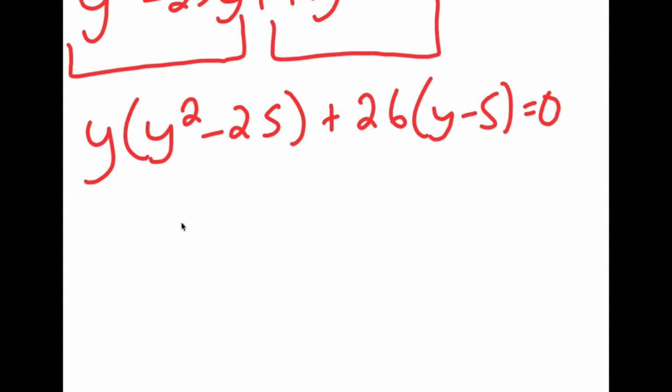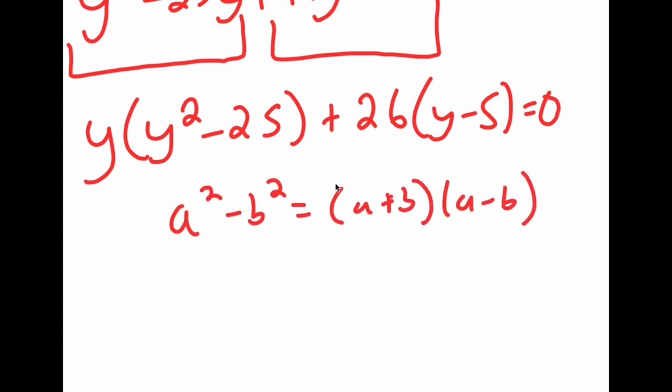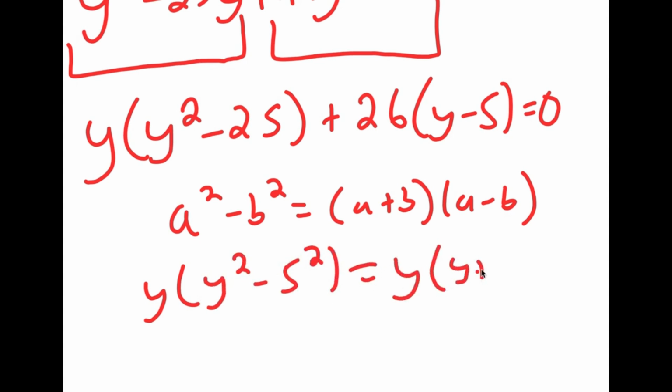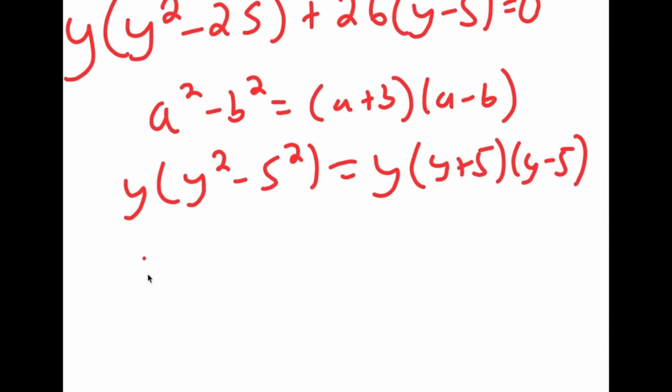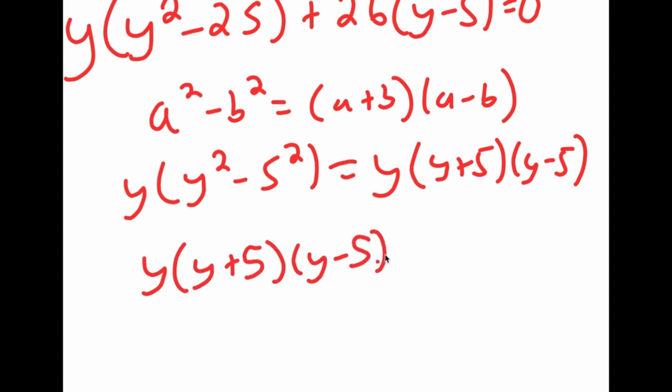Now, if I have something in the form a squared minus b squared, this is equal to a plus b times a minus b. So y squared minus 25, that's the same thing as y squared minus 5 squared, which is going to equal y plus 5 times y minus 5. So I get y times y plus 5 times y minus 5 plus 26 times y minus 5 is equal to 0.